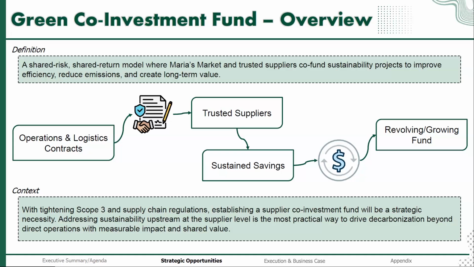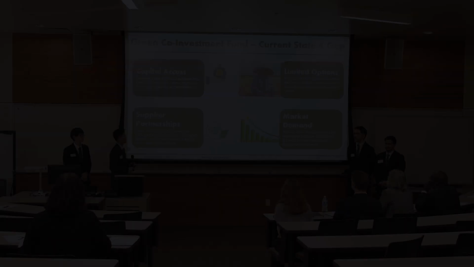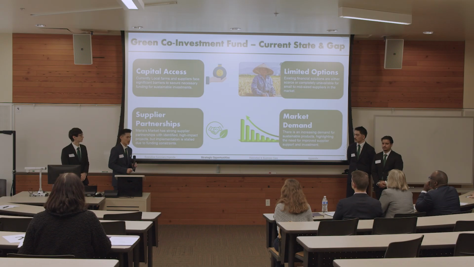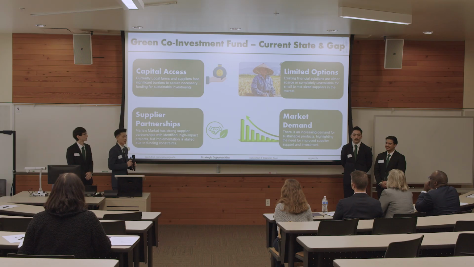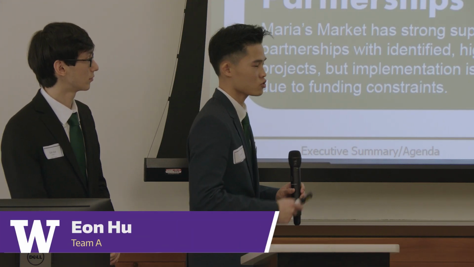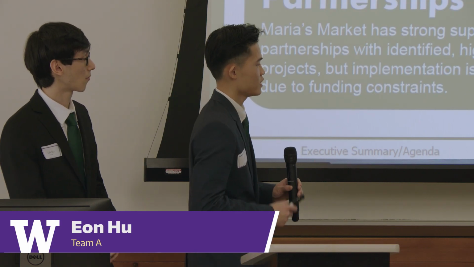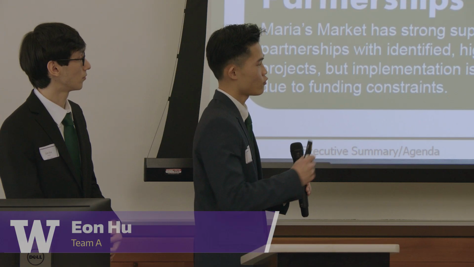The context is clear. With tightening Scope 3 regulations, it is a necessity for us to establish this fund. Looking at the current state and gap, the issue is execution, not demand. So capital access for our suppliers is often limited, unavailable. Their financing options are limited, unavailable. But we have to keep in mind the market demand is still substantially growing for sustainable goods. And so we have to implement this fund to fill that void for our suppliers.